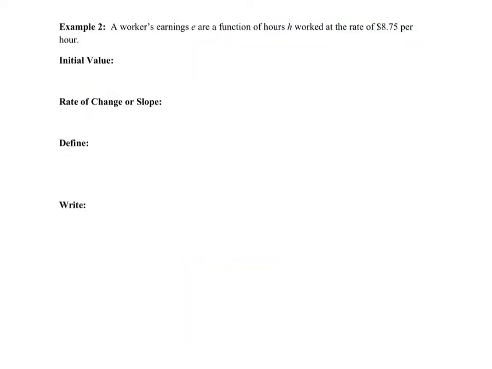Example 2. A worker's earnings, E, are a function of hours, H, worked at the rate of $8.75 per hour. So let's identify our initial value. Well, if we look here, it doesn't say anything about an initial value. All it tells us here is we have $8.75 per hour. So our initial value here is none. There is not an initial value. We're not starting at anything. There's no starting rate.